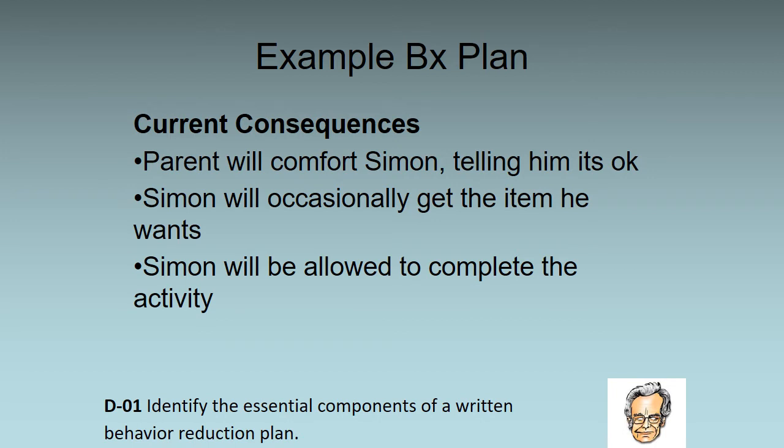Simon will occasionally get the item he wants. Simon will be allowed to complete the activity. Those are all current consequences, or consequences that are maintaining the behavior.